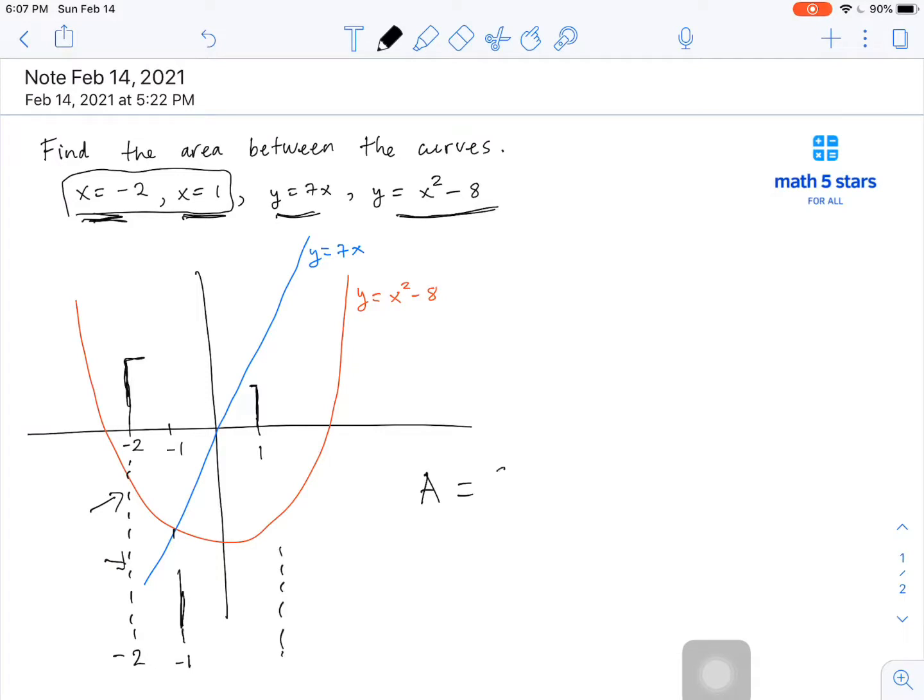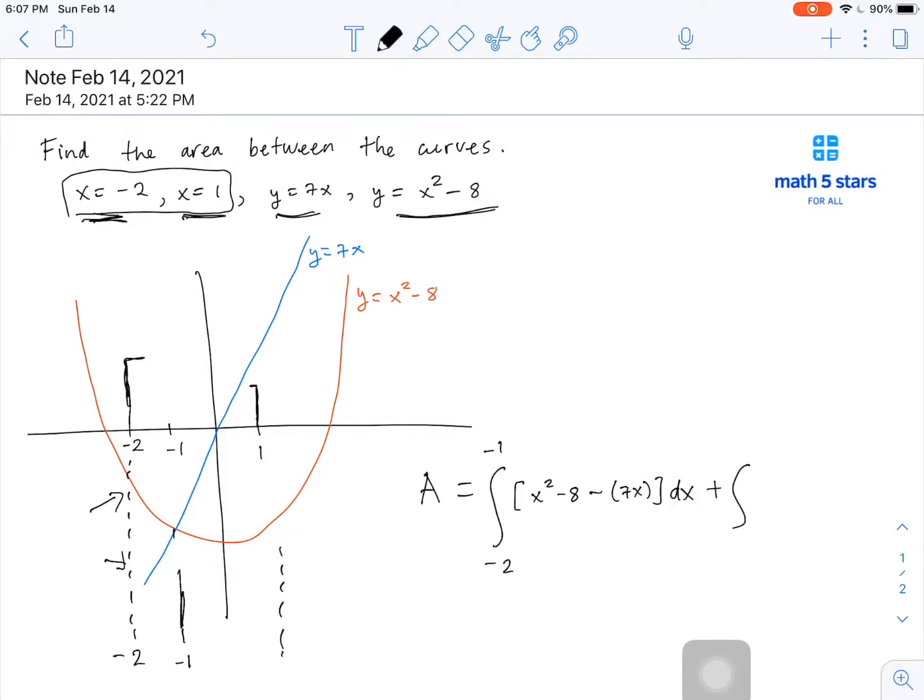So that means the first integral is going to be from -2 to -1, and the top graph, which is the red one, is x squared minus 8. Then we're going to subtract the bottom one, which is the blue one. We put 7x, then we say dx, then we say plus.